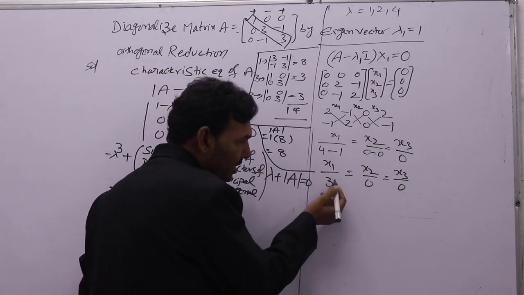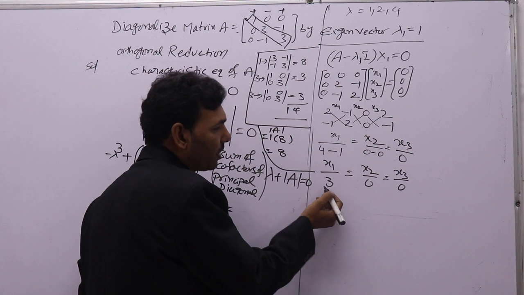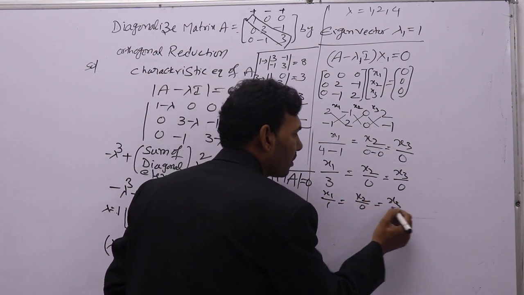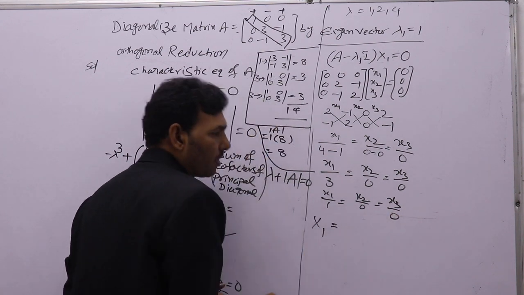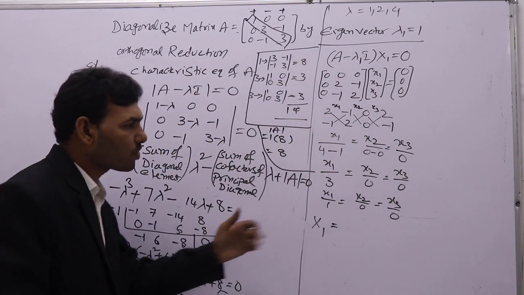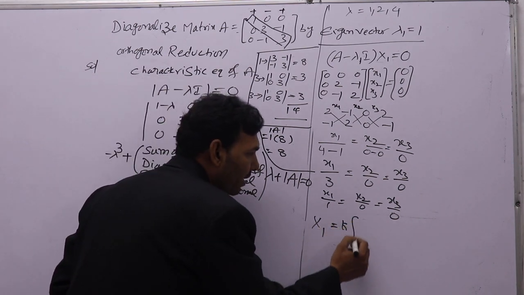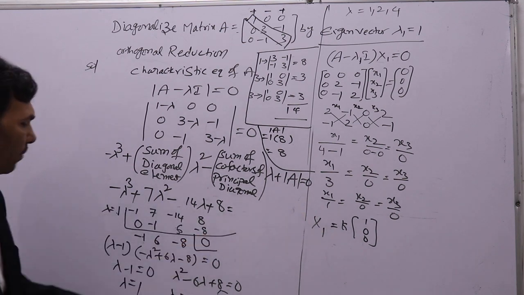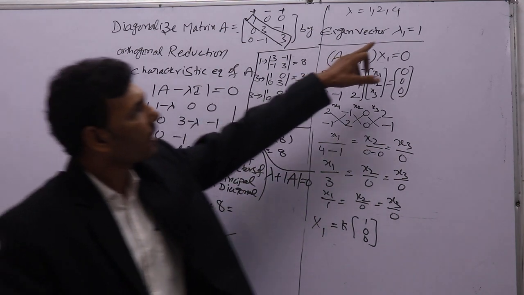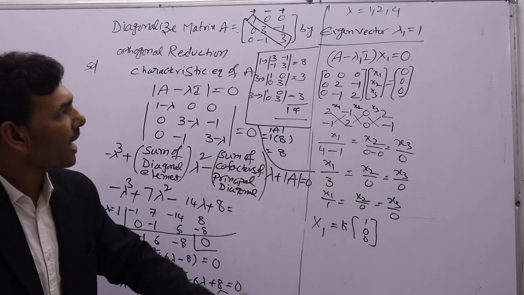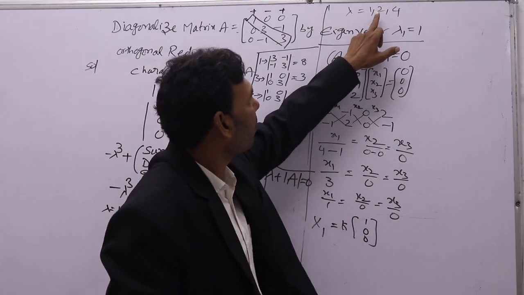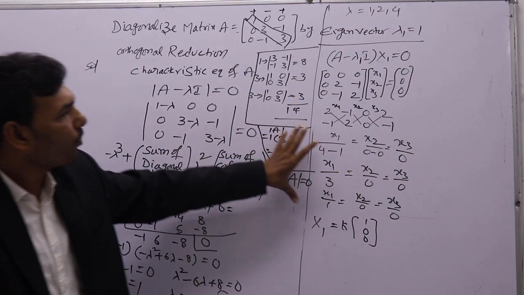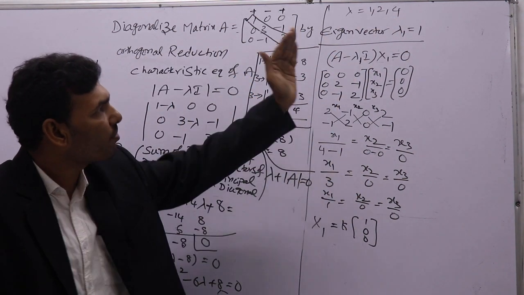Now you can cancel, 3 ones are 3. So the final eigenvector will be like this. By assuming k, we write k times 1 0 0. This is the first eigenvector for the first eigenvalue lambda 1 equal to 1. Like this we need to calculate eigenvectors for lambda equal to 2 and lambda equal to 4. Like this we are going to calculate the remaining eigenvectors also.